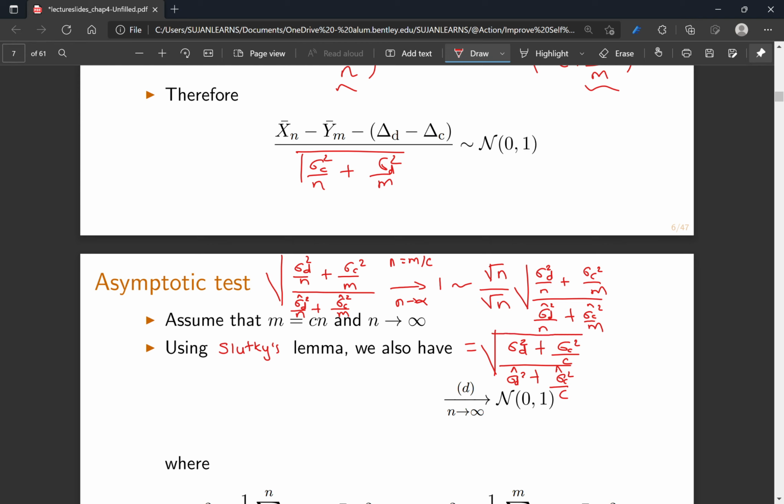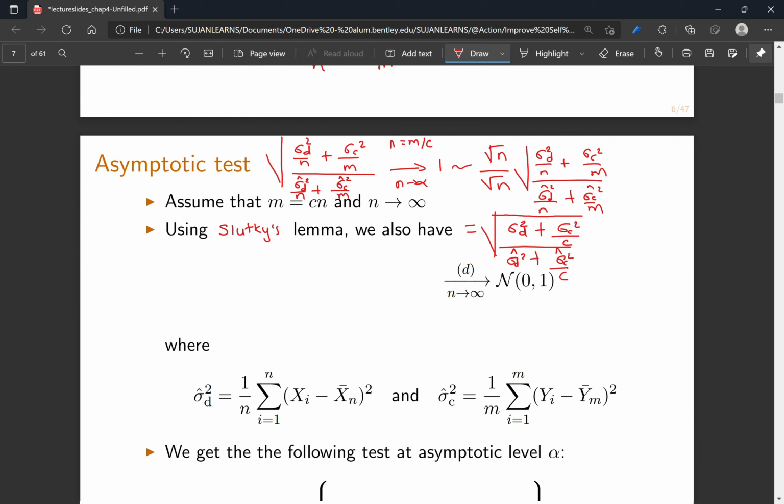This will be the expression, and this expression will eventually lead to 1 when n goes to infinity. Here σ̂²d is calculated using this value, and σ̂²c will be calculated using this value.